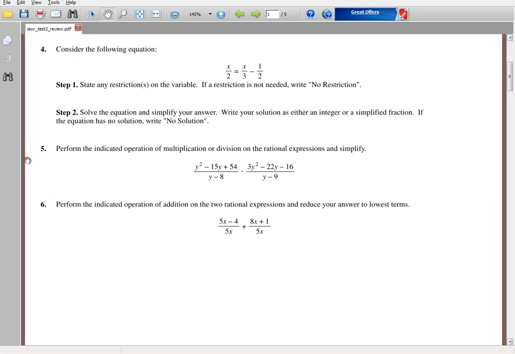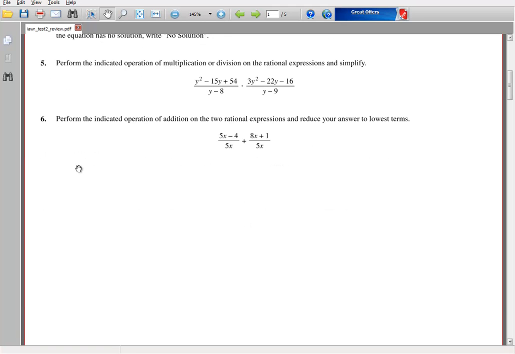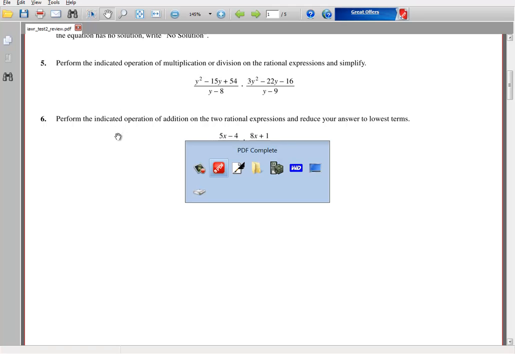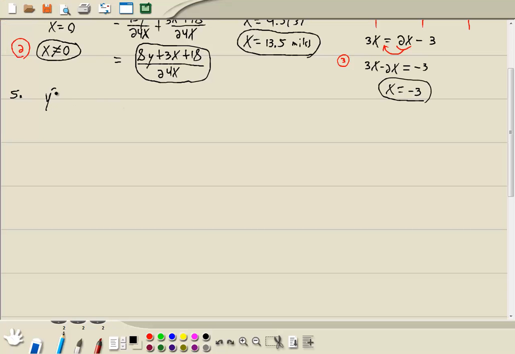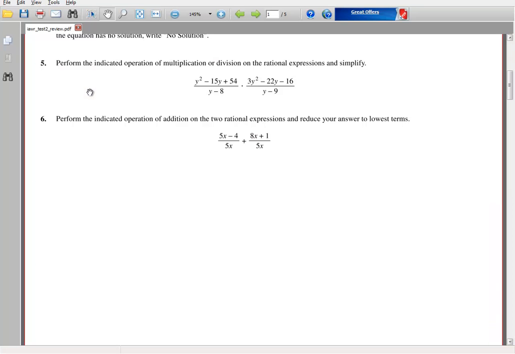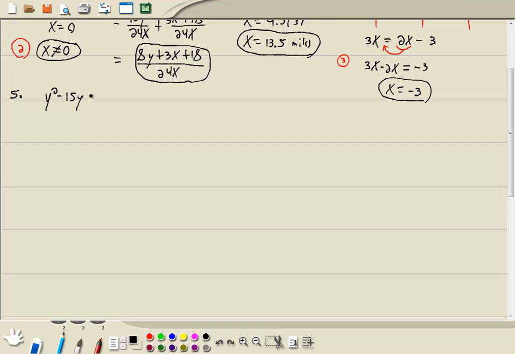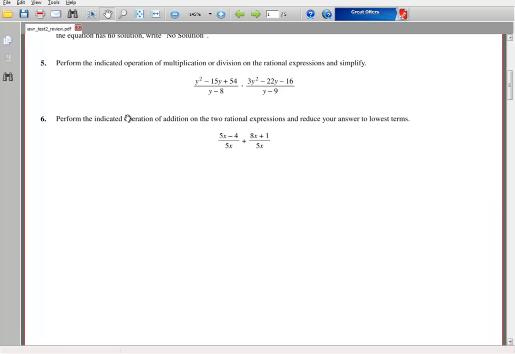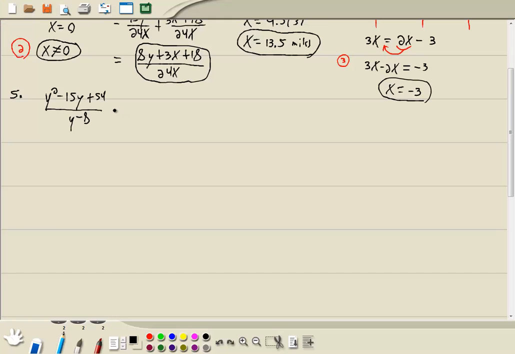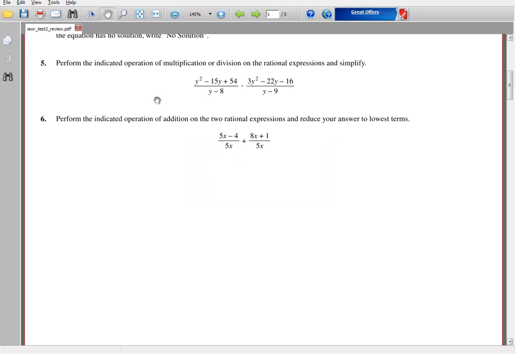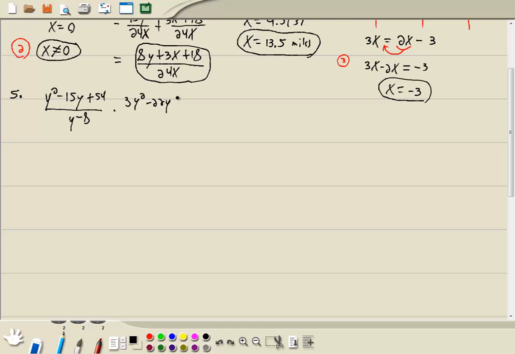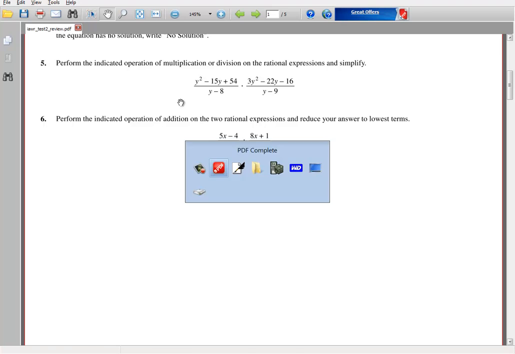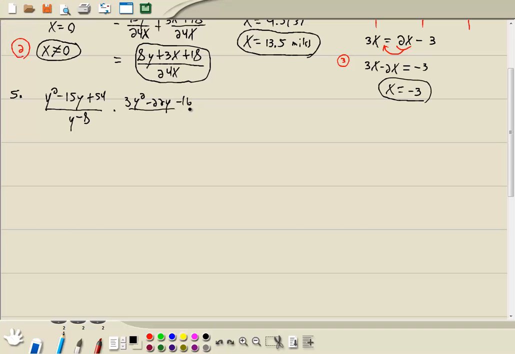Okay, 5. Perform the indicated operation of multiplication, division, and simplify. So we got y squared minus 15y plus 54 over y minus 8, times 3y squared minus 22y minus 16 over y minus 9.